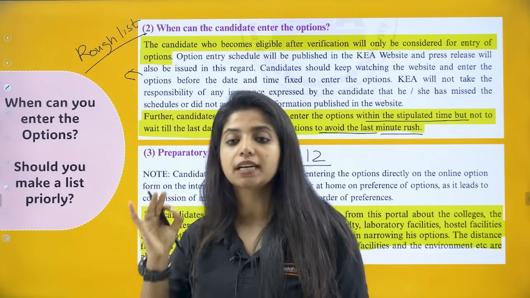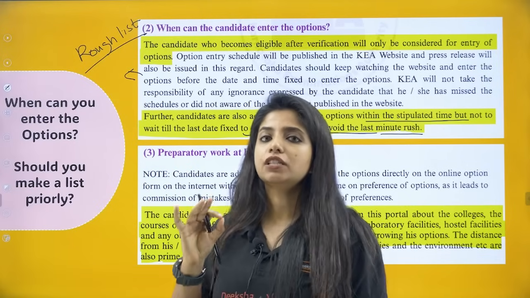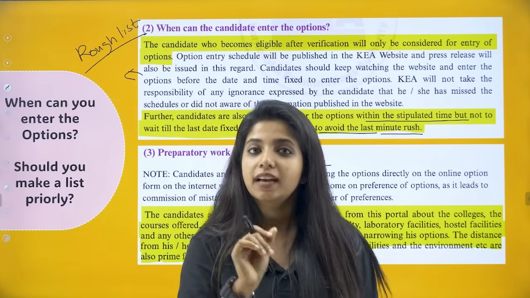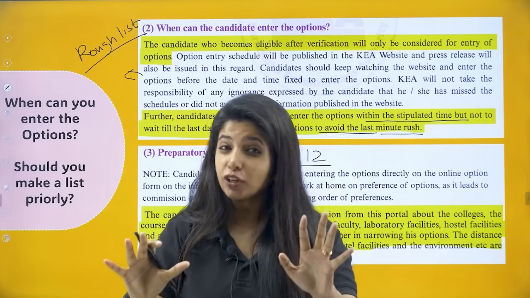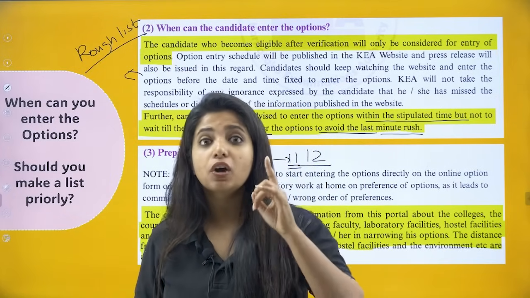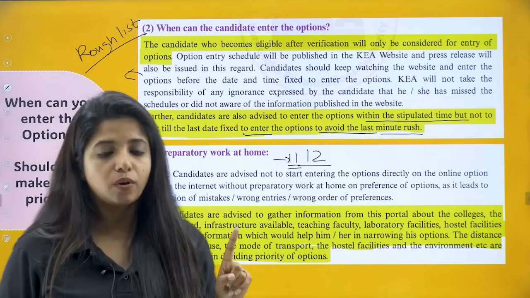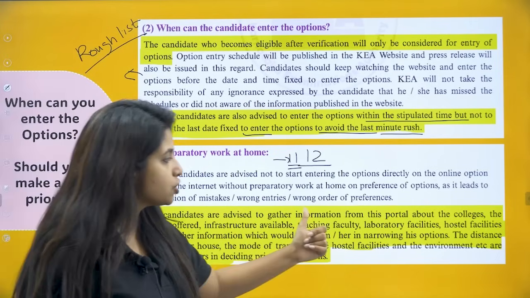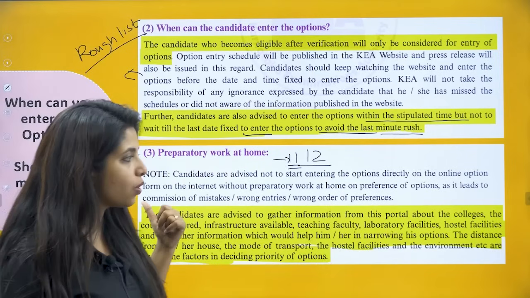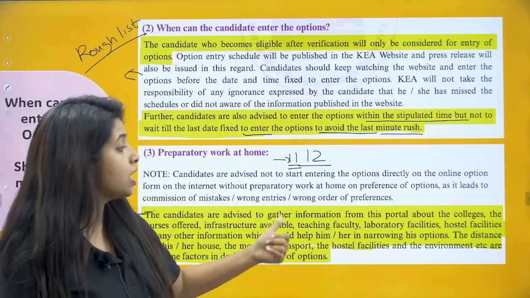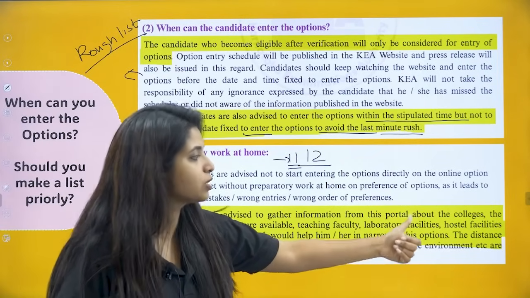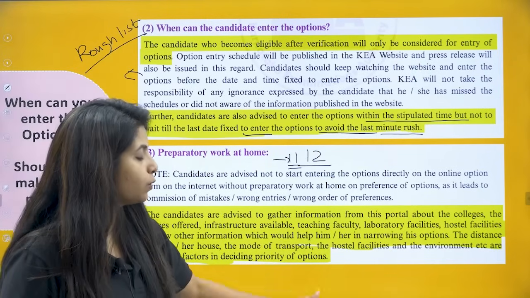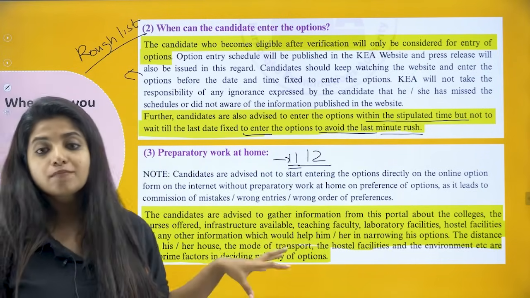Yes, you should be making a list priorly, my dear children, and this list should not be just based on the cut-off ranks of the previous year. I'm telling you again, it should not be just based on the cut-off ranks, but also depending on the other factors out there, such as the courses offered, the infrastructure available, the teaching faculty, the laboratory facilities, the hostel facilities, and any other information which would help him or her in narrowing his option. The distance from his or her place, very important.